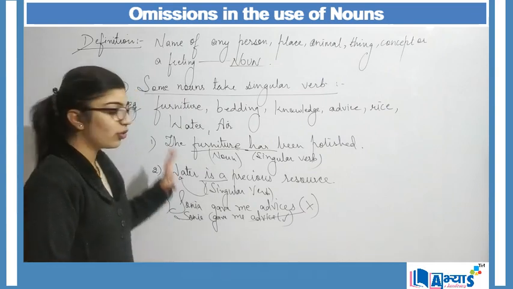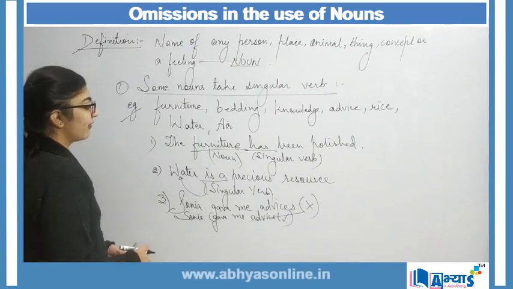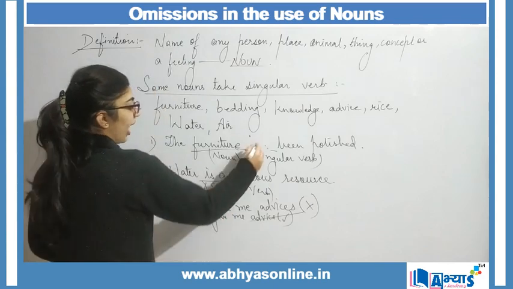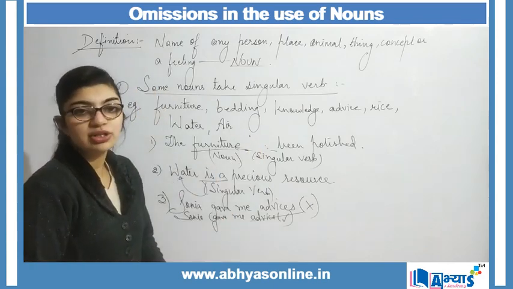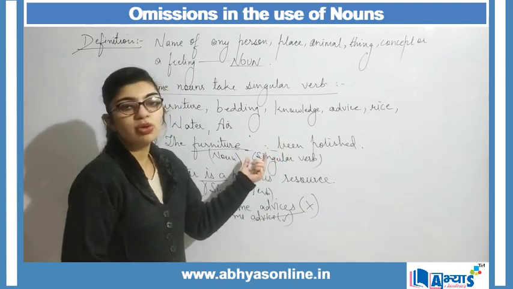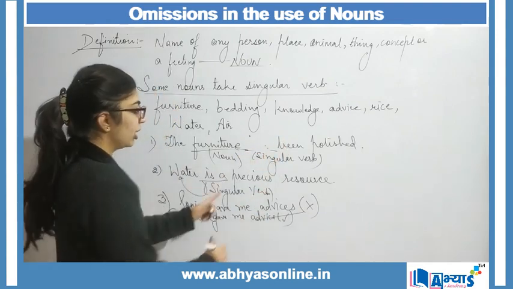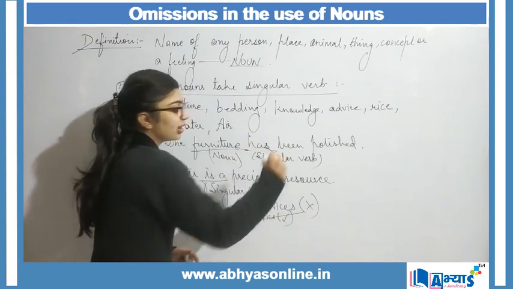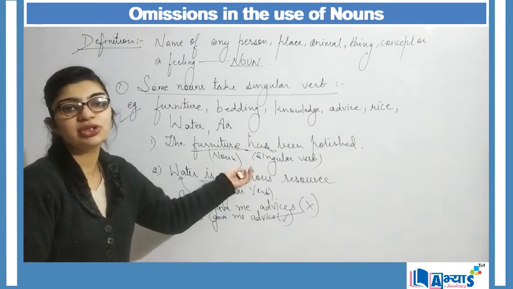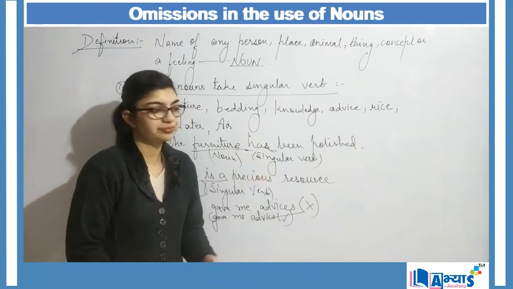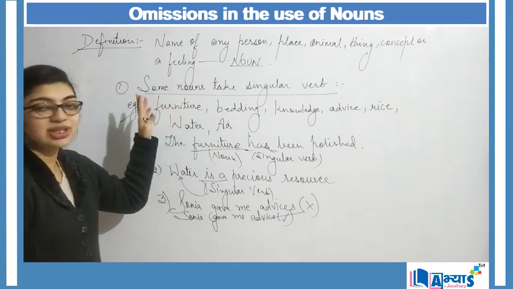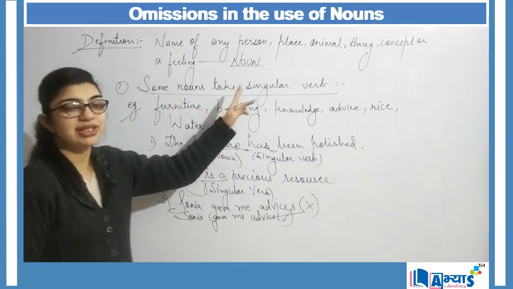So omissions can be used like this: if I say the furniture, and I remove has and say the furniture being polished, I have to find out what correct word I can use over here. When I say the furniture has been polished, that becomes the correct form of the sentence, and then my omission is done. So this was the first place where we can make use of omissions in nouns, that is, some nouns take a singular verb.